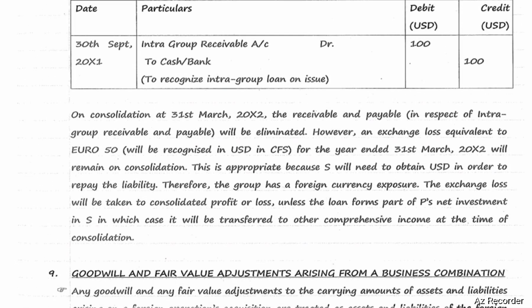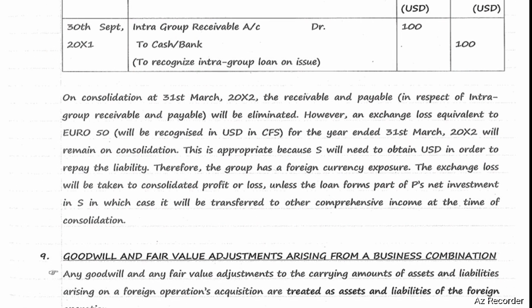On consolidation as at 31st March 2022, the intragroup receivables and payables will be eliminated. However, an exchange loss equivalent to Euro 50 will be recognized in USD in the CFS for the year ended 31st March 2022 and will remain on consolidation. This is appropriate because S will need to obtain USD in order to repay the liability. Therefore, the group has a foreign currency exposure.